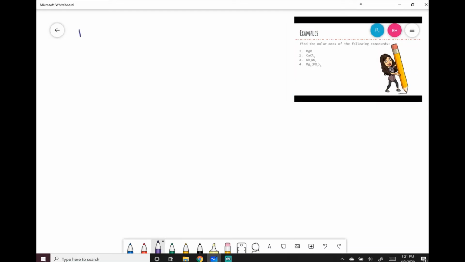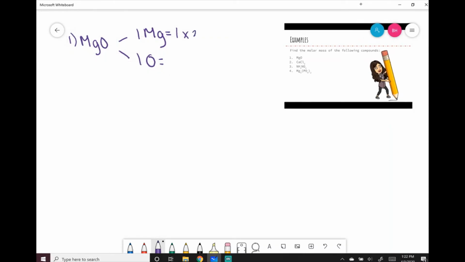So our first example, our compound is MgO, which is magnesium oxide. So when you are doing these problems, the first thing you want to think about is what makes up this compound. Well, what makes up this compound is 1 magnesium and 1 oxygen. So when I'm calculating this, you should have your periodic table in front of you. And I need to say I'm going to multiply 1 times the molar mass of magnesium. And if you look at the molar mass of magnesium, it is 34.305 grams per mole.